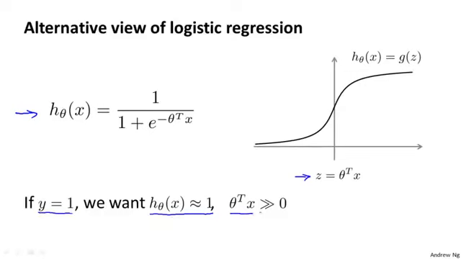Having h of x close to 1 means that theta transpose x must be much larger than 0, so that z is much greater than 0.